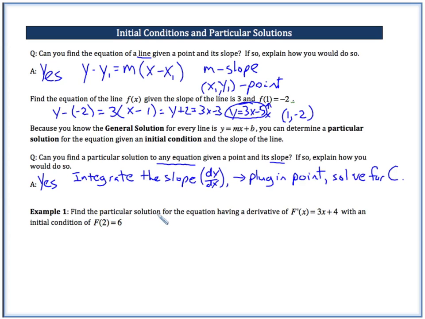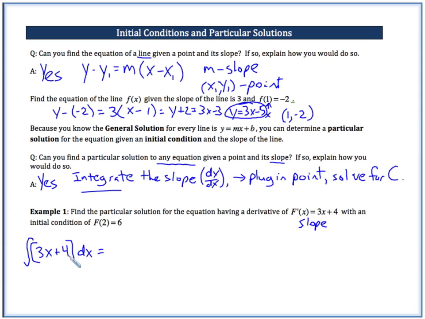It says find the particular solution for the equation having a derivative, capital F prime of x equals 3x plus 4, with an initial condition of capital F of 2 equals 6. So when we look at this, we have to see this as being our slope. So what we're going to do is go ahead and integrate our 3x plus 4. Okay, that's this part right here. Integrate the slope. And that'll be with respect to x.